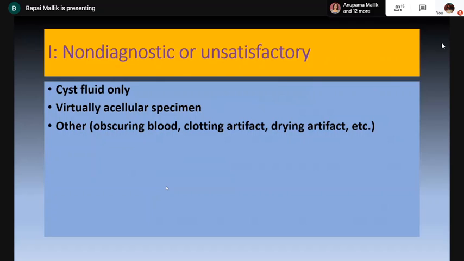So what are the situations where a specimen can be non-diagnostic or unsatisfactory? It could be, most commonly, in situations where the aspirated material is only cyst fluid. It could also be in cases where you only aspirate blood and there are no other cells, a virtually acellular specimen, or others where you have some follicular cells, but they're obscured by blood, or by clotting artifact, or by drying artifact, or some other issues.